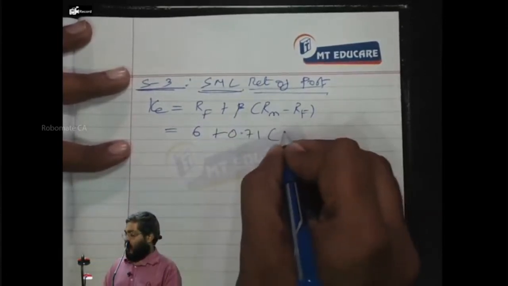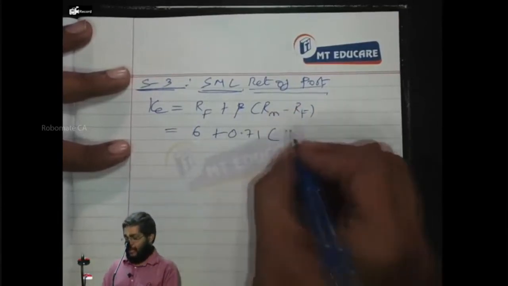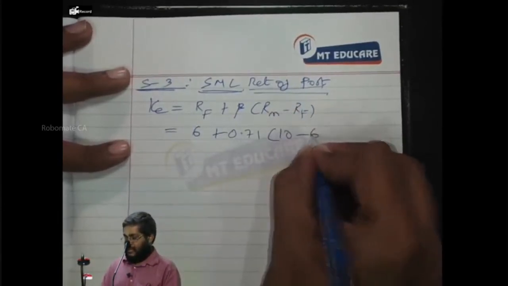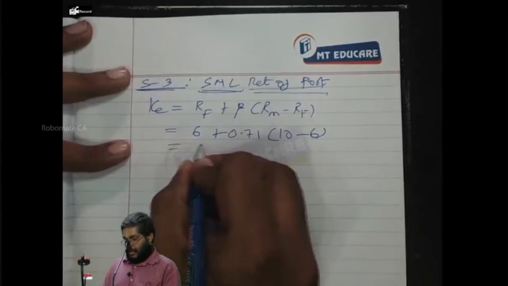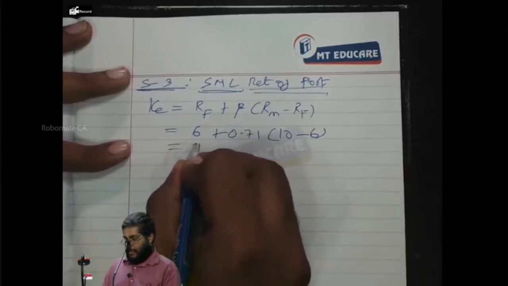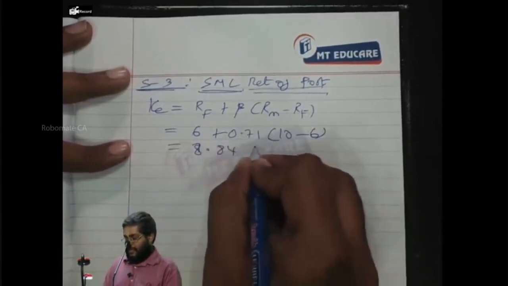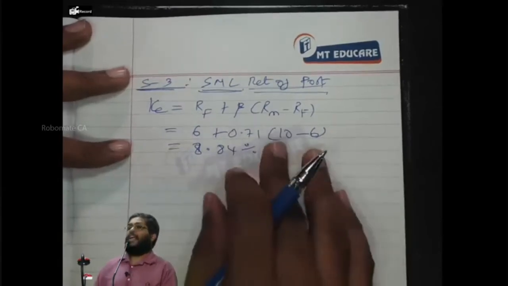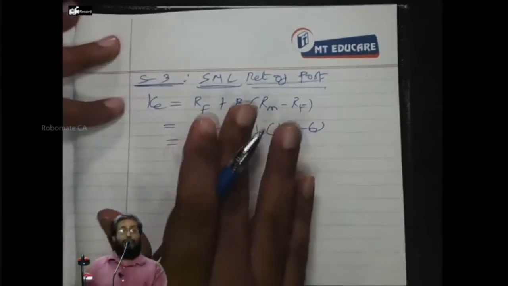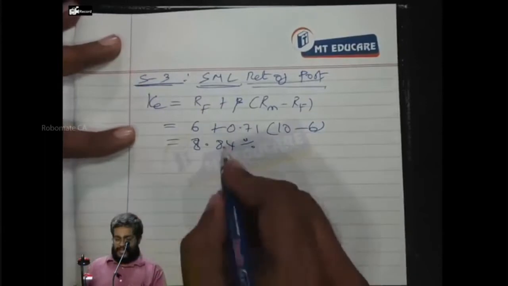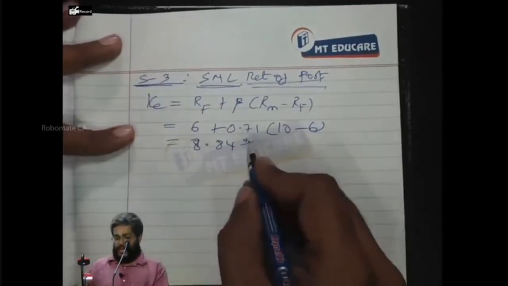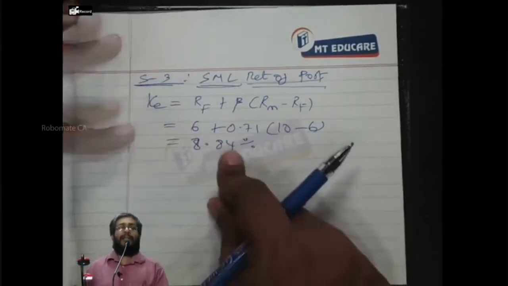0.71 into, what is RM? I dictated it in the question. What is RM here? 10 minus 6. That gives 8.84 percentage. Very simple. For this portfolio's risk, I should expect only how much? 8.84. I should require 8.84.